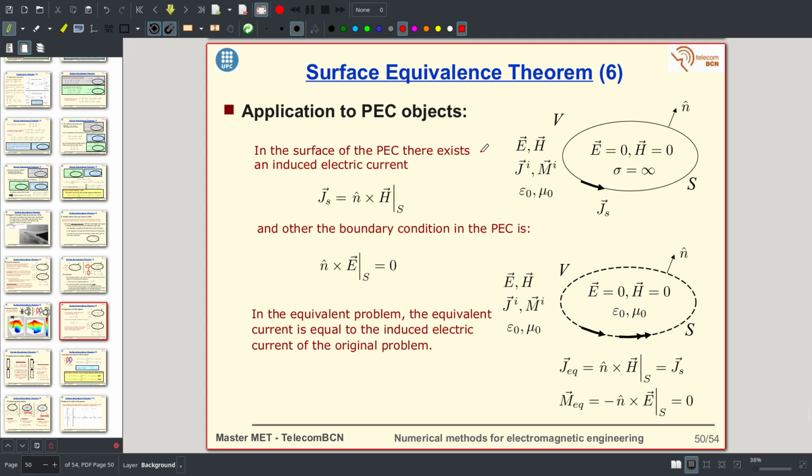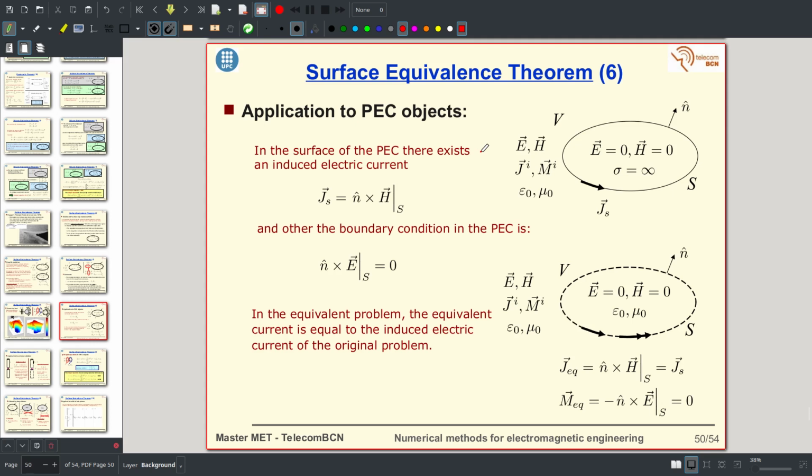So here we will restrict ourselves to the easy case, which is also a very common case because it's the case of antenna radiation, the case of diffraction of perfectly conducting metallic radar targets.